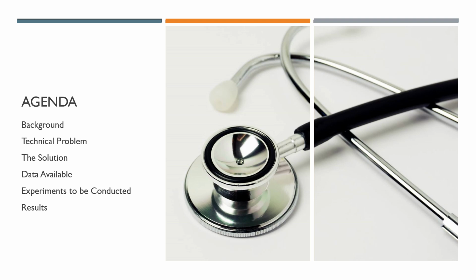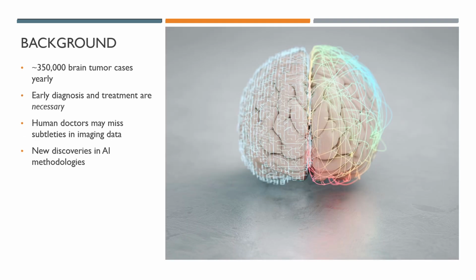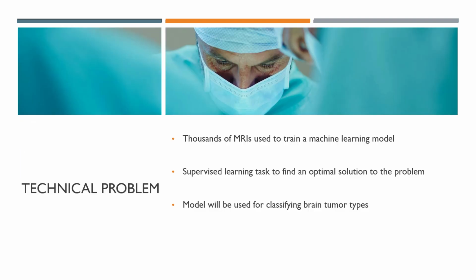Now, one might ask, why is this field so important? On a yearly basis, about 350,000 brain tumor cases are diagnosed on a global scale. Early diagnosis and treatment are necessary in order to ensure a high survival rate in patients. It's possible that doctors may miss subtleties or misinterpret data that they're looking at, and this is where AI comes in handy. This leads to the framework of the problem that I'm addressing with this project.